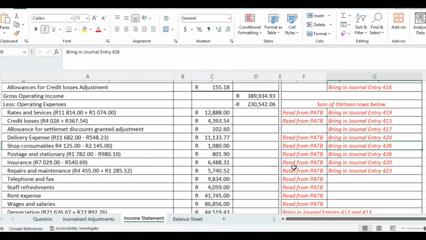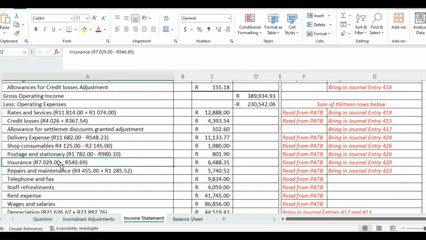Okay, the pre-adjusted trial balance says that the amount is 1782. But when we do the stock take, we find that there is still postage and stationery items to the tune of 980 Rand and 10 cents there, and obviously the same journal entry because the two gave us the total. Okay, then we can go and look for insurance.